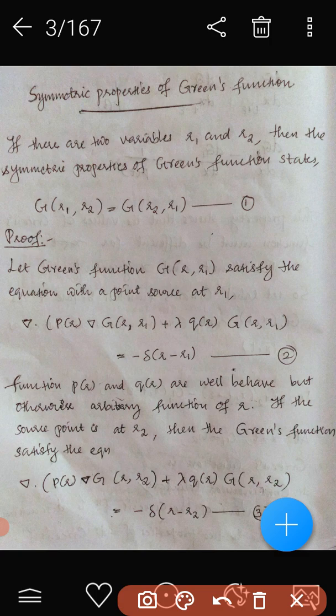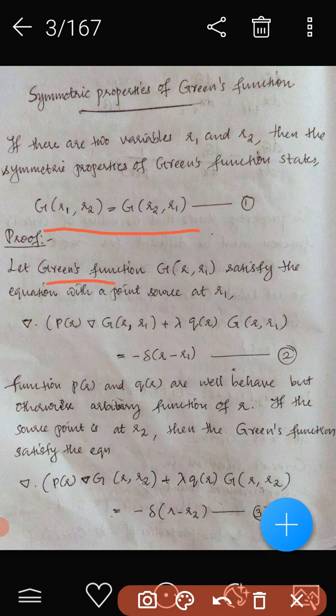Now the symmetric property of Green's function. If there are two variables r1 and r2, then the symmetric property of Green's function states that g of r1, r2 is equal to g of r2, r1. So we have to prove this.